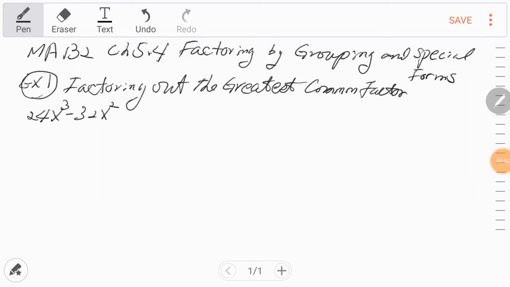Okay, in this section, we will learn how to factor a polynomial by grouping and special forms. Okay, example one is a very simple one. So let's factor this polynomial.